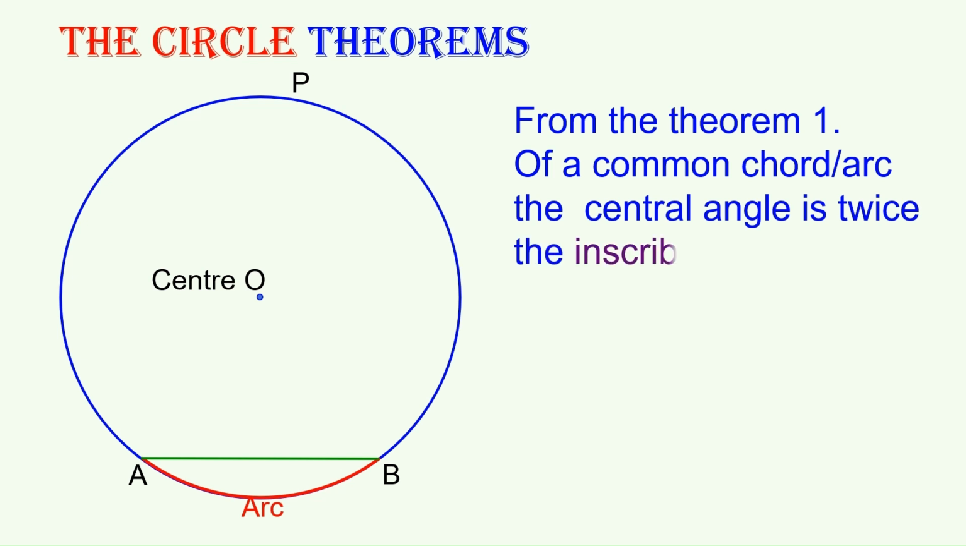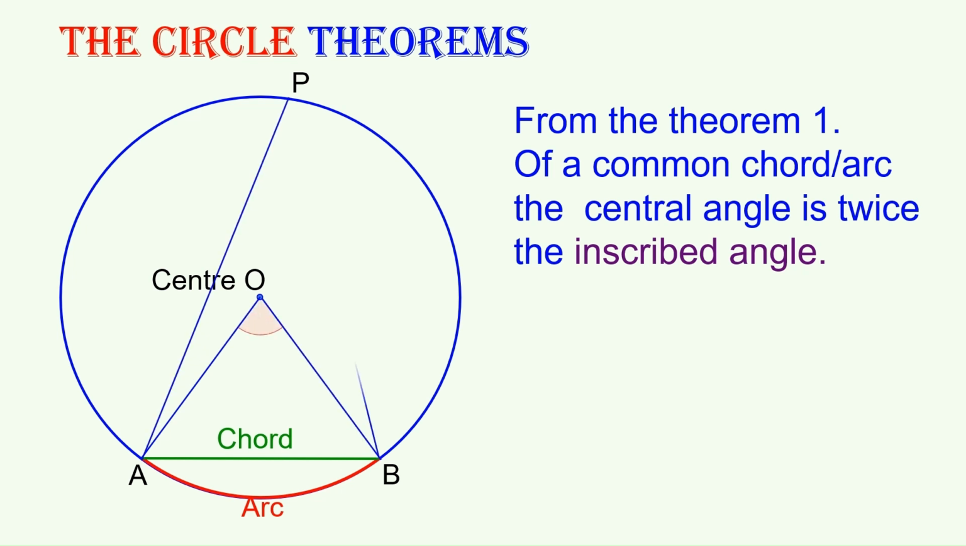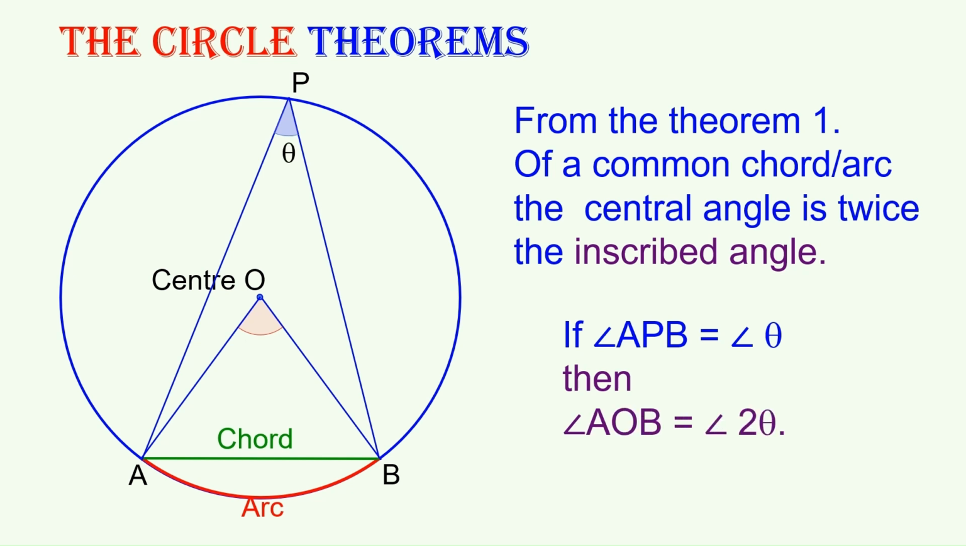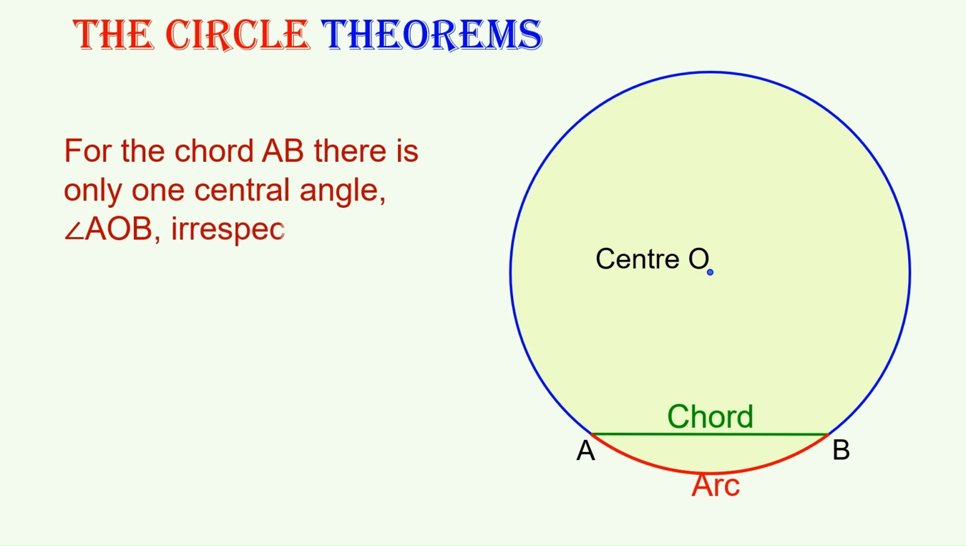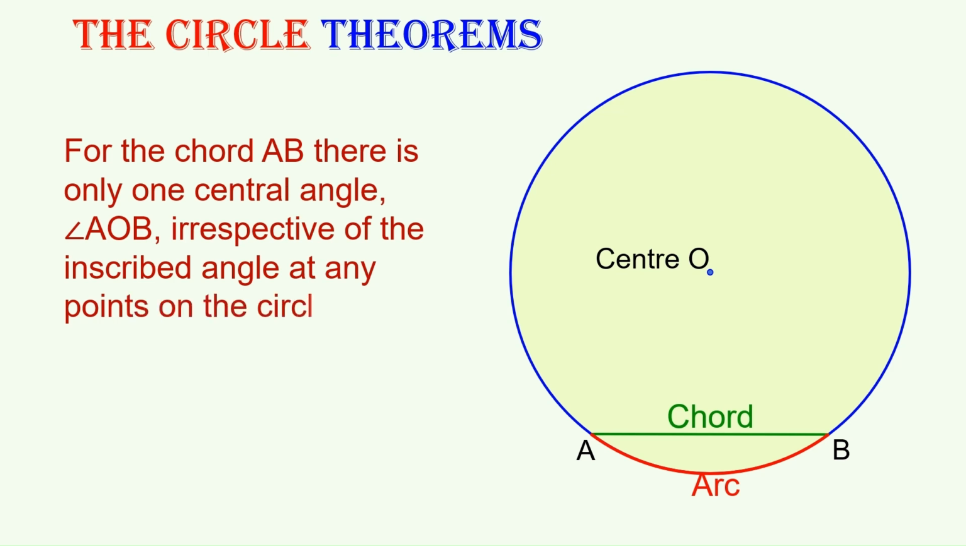From theorem number 1, of a common chord or the arc, the central angle is twice the inscribed angle. If angle APB equals theta, then angle AOB equals 2 times theta. For the chord AB, there is only one central angle, that is angle AOB, irrespective of the inscribed angle at any point on the circle.